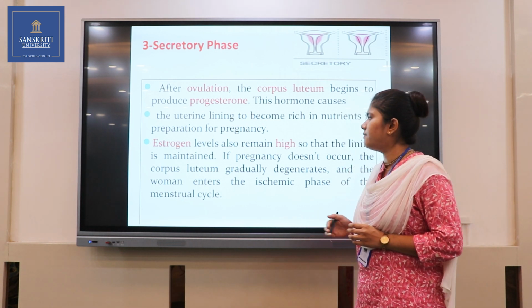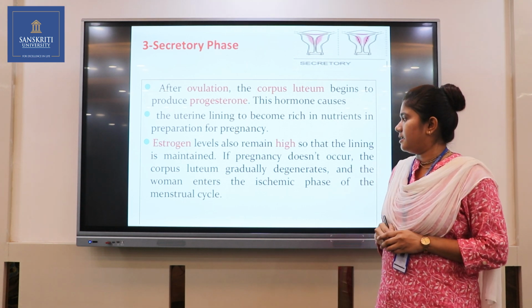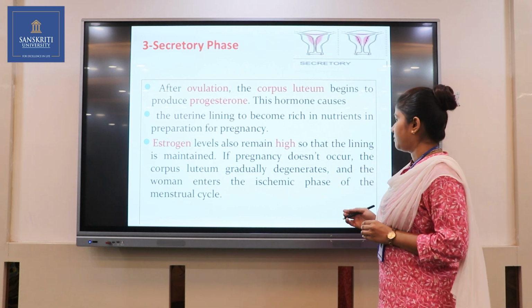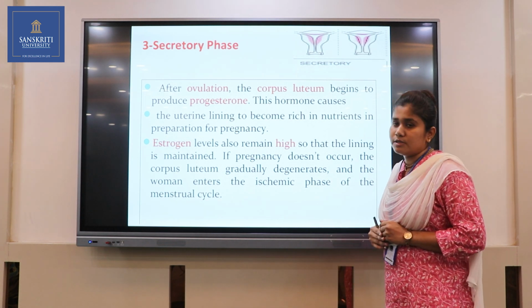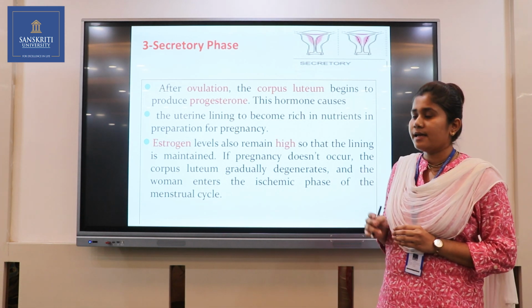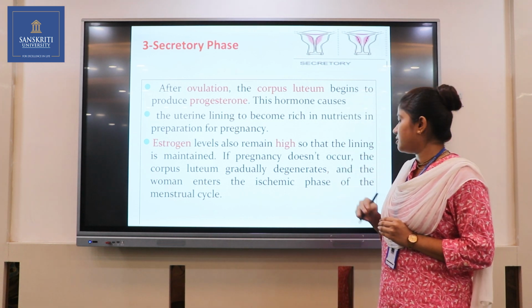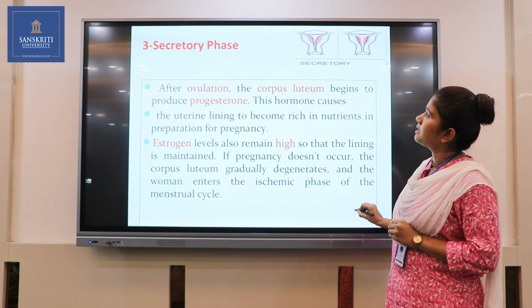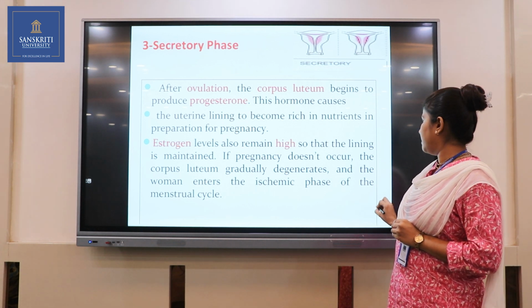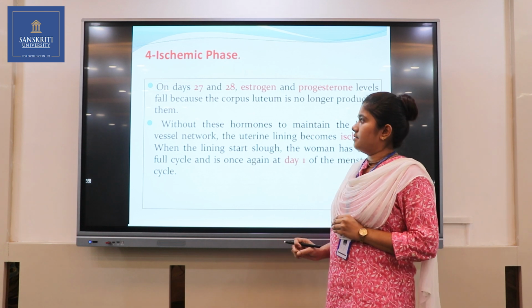Then estrogen levels also remain high, so that the lining is maintained. If pregnancy does not occur, what happens at that time? The corpus luteum gradually degenerates and the woman enters the ischemic phase. Okay, this is the secretory phase of the menstrual cycle. Next we will see the ischemic phase.